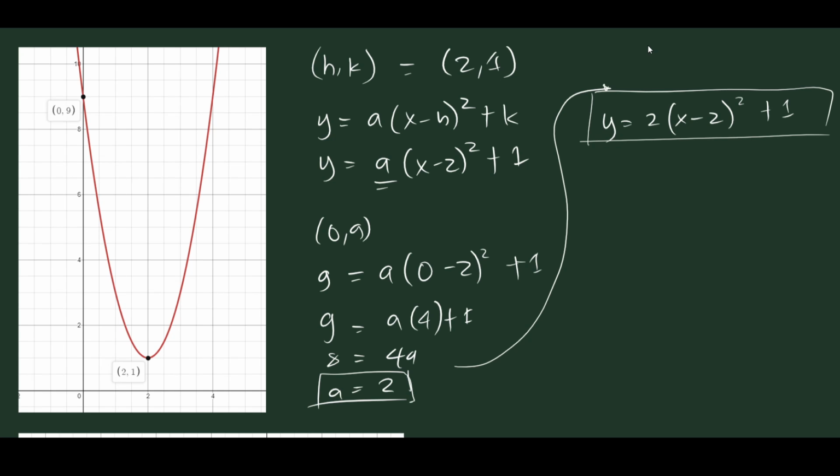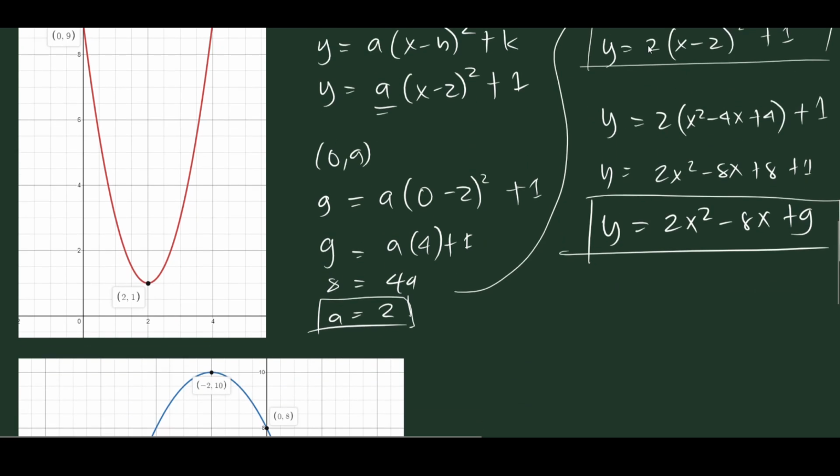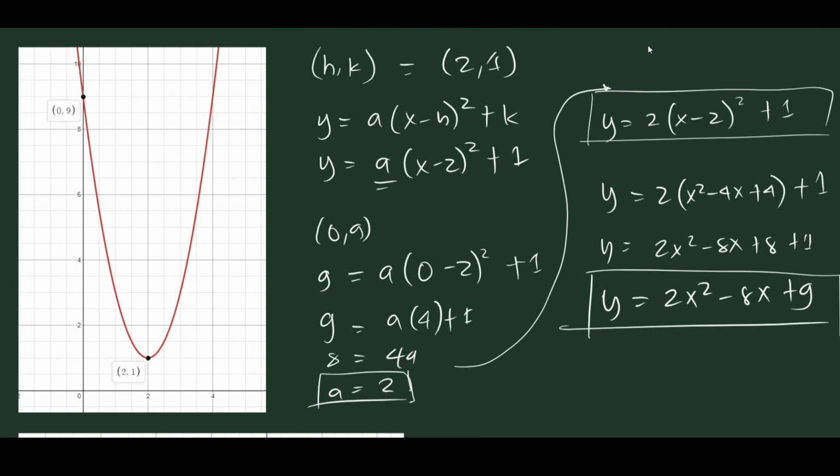So what if we want to convert it into a general form? We can just evaluate the right-hand side. We have 2 multiplied by x squared minus 4x plus 4, and then plus 1. Multiplying, we get 2x squared minus 8x plus 8 plus 1. So we get y is equal to 2x squared minus 8x plus 9. This is the general form of the equation of our parabola. As you can see here, our a is positive, so our parabola is opening upward.